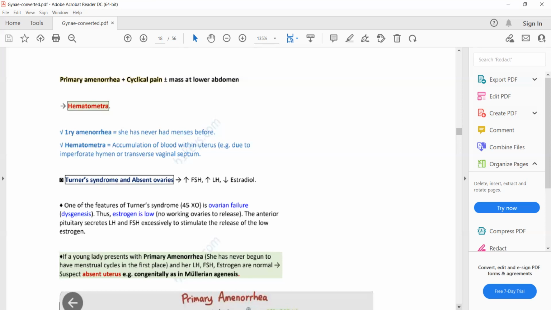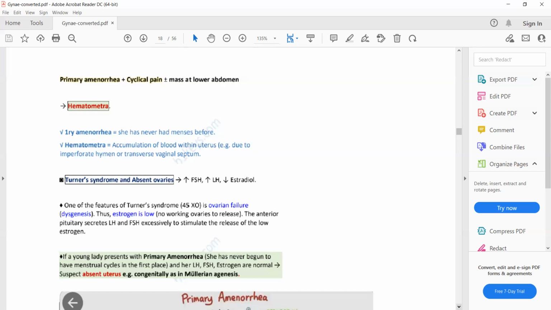So absent uterus can cause primary amenorrhea. Absent ovaries can cause primary amenorrhea, such as in Turner syndrome. Outflow tract obstruction can cause primary amenorrhea. Outflow tract obstruction is caused by imperforate hymen and transverse vaginal septum. And another cause of primary amenorrhea can be congenital adrenal hyperplasia. So these five causes are important to remember that can cause primary amenorrhea.